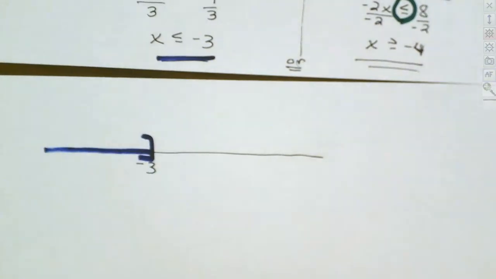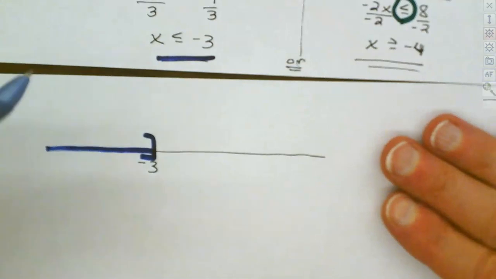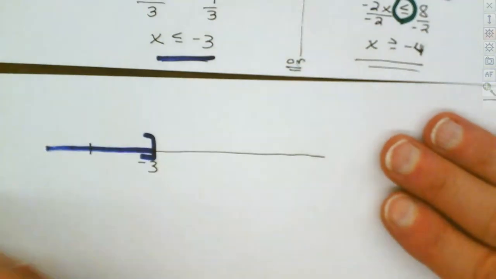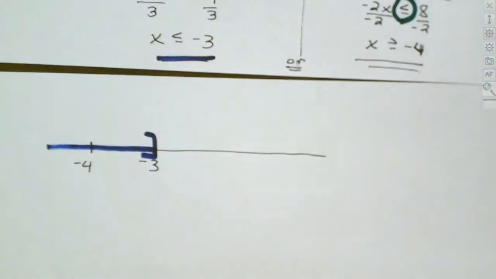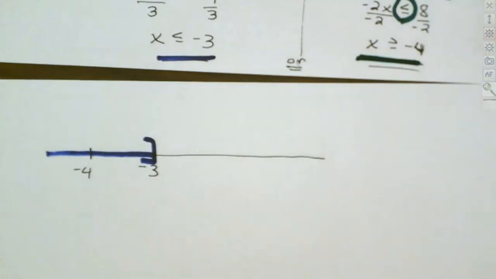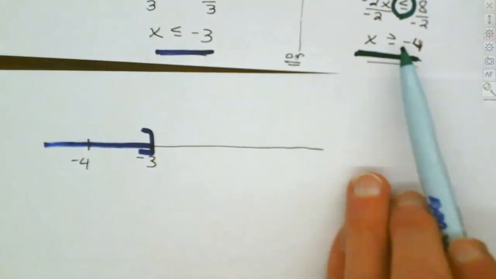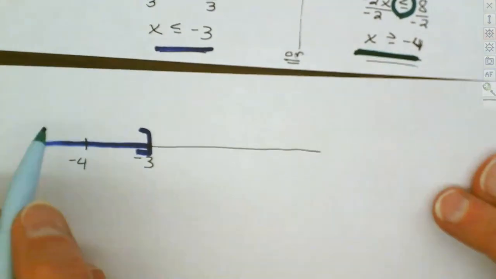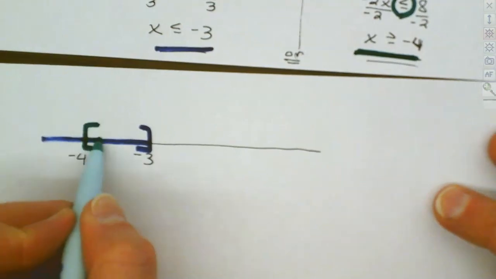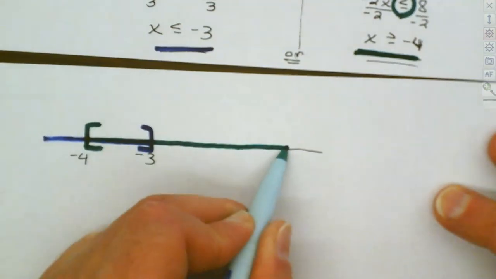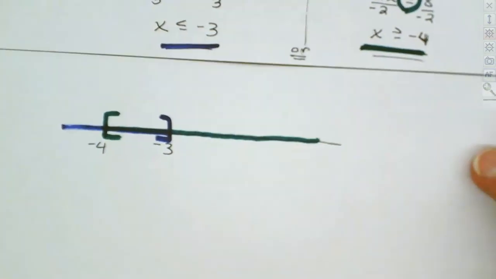Okay. Now, what about the -4? Well, -4 is smaller, so it's further behind. So there's our -4. We're going to do it in green. And which way is it pointing? It is pointing to the right. So that's where we shade. We shade to the right. So that's what our picture looks like.